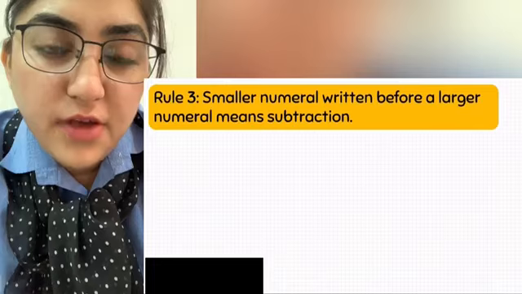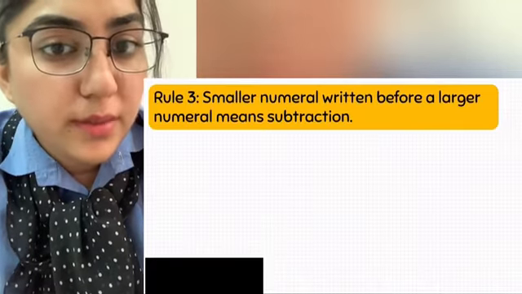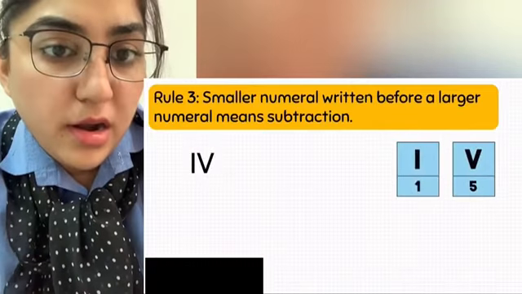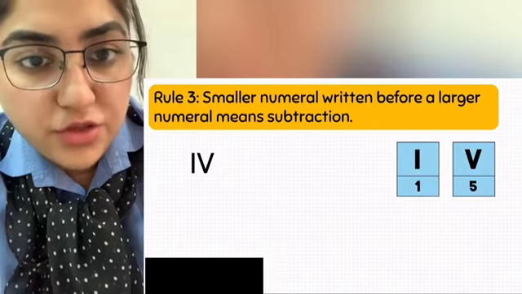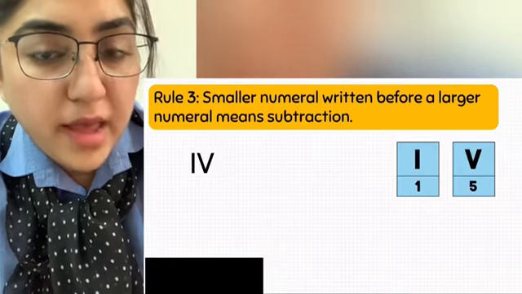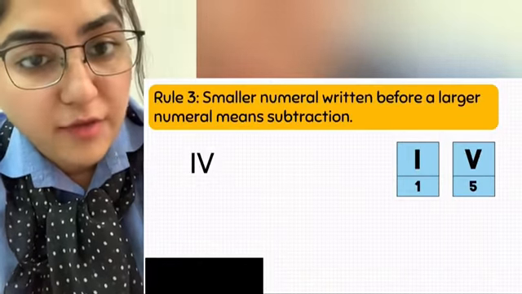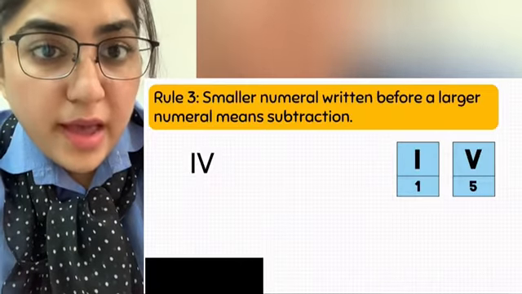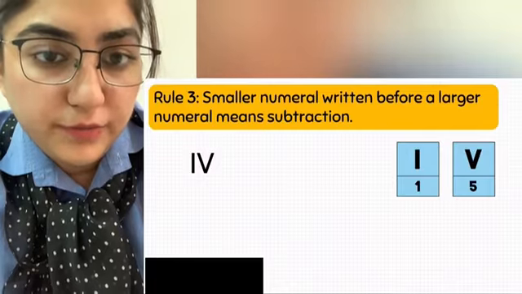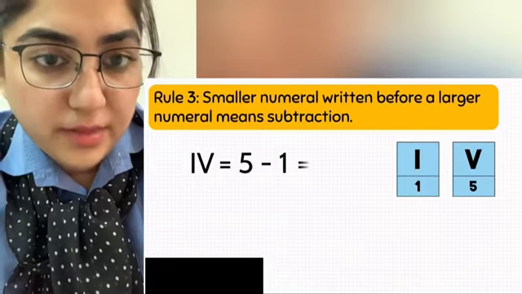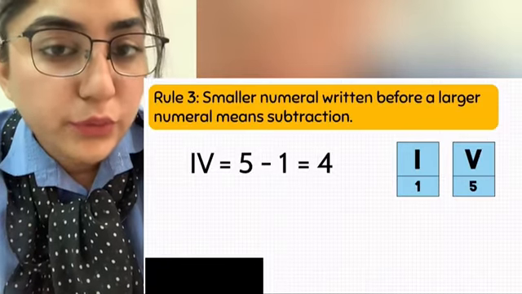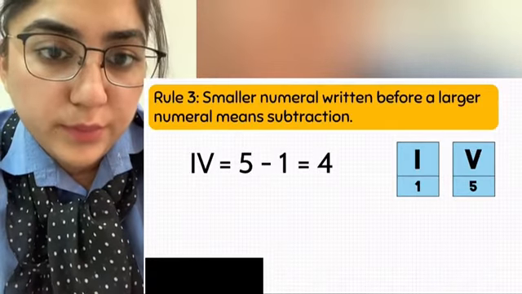Now let's understand rule number 3. Rule number 3 says smaller numeral written before a larger numeral means subtraction. For example, IV. We know I means 1 and V means 5. So I, which is a smaller numeral, is written before a larger numeral V. So we will subtract them. Therefore 5 minus 1 equals 4. So IV equals 4.